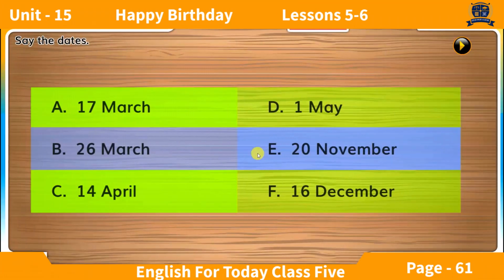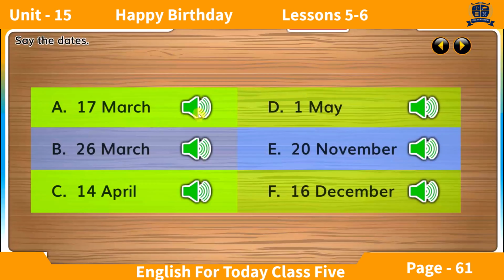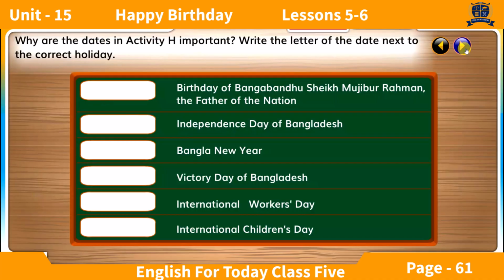The dates. 17 March, 26 March, 14 April, 1st May, 20th November, 16th December. Why are the dates in Activity H important? Write the letter of the date next to the correct holiday.